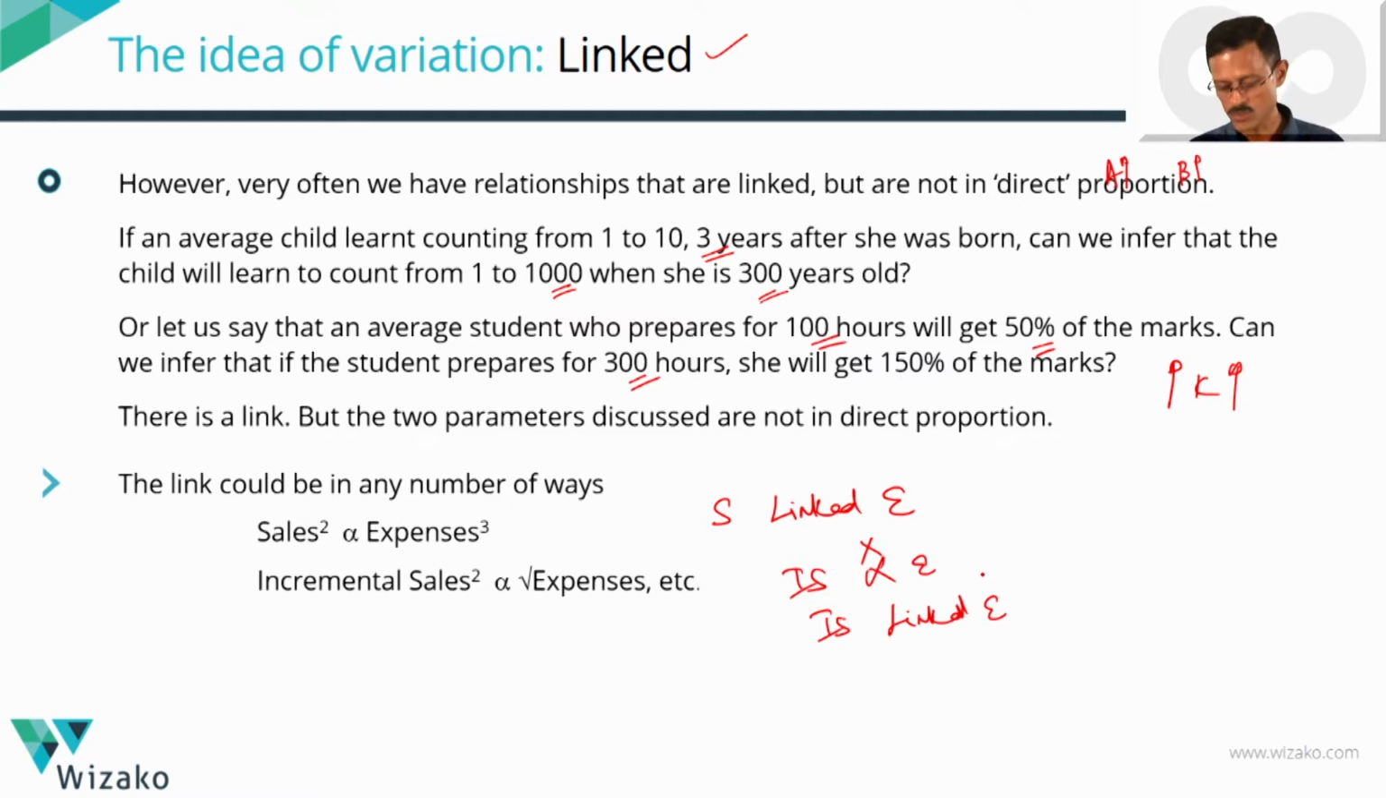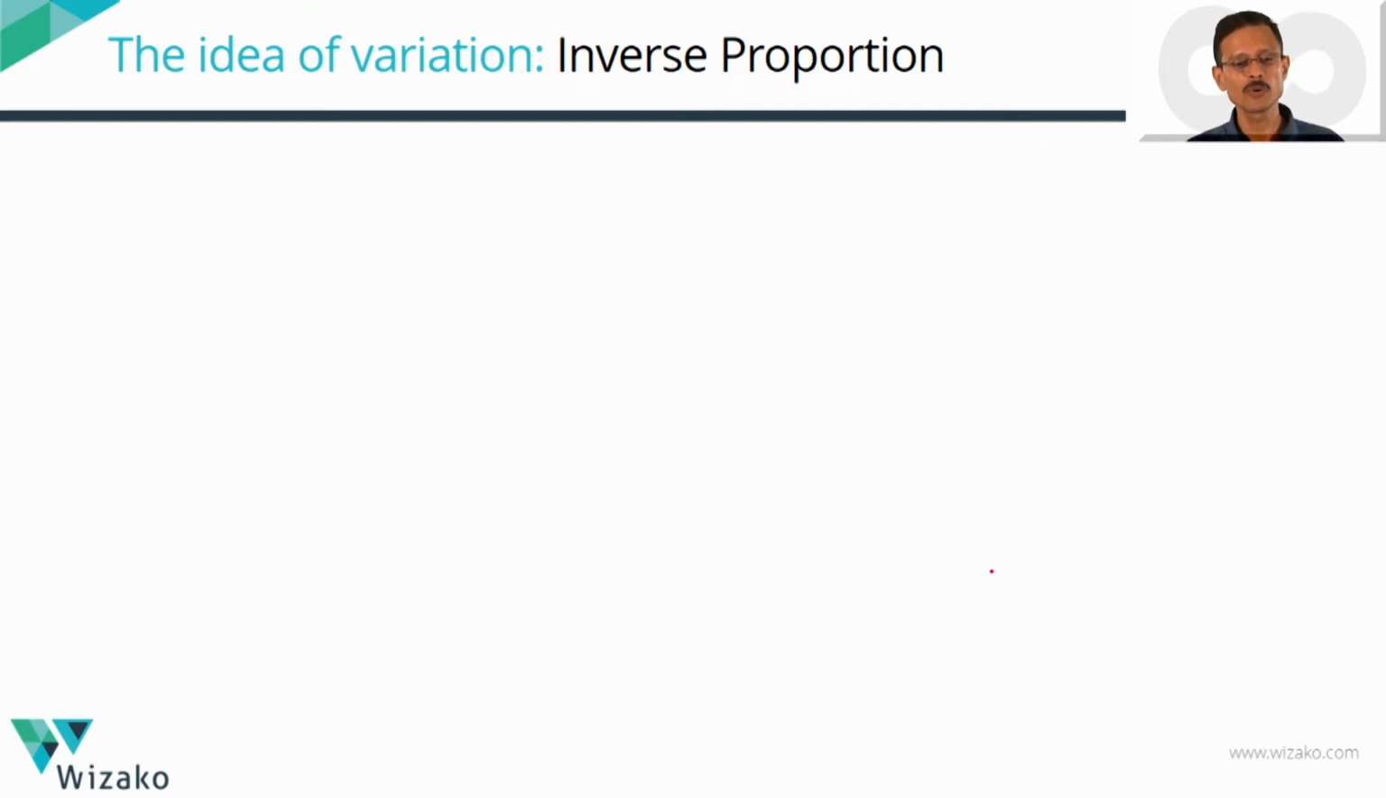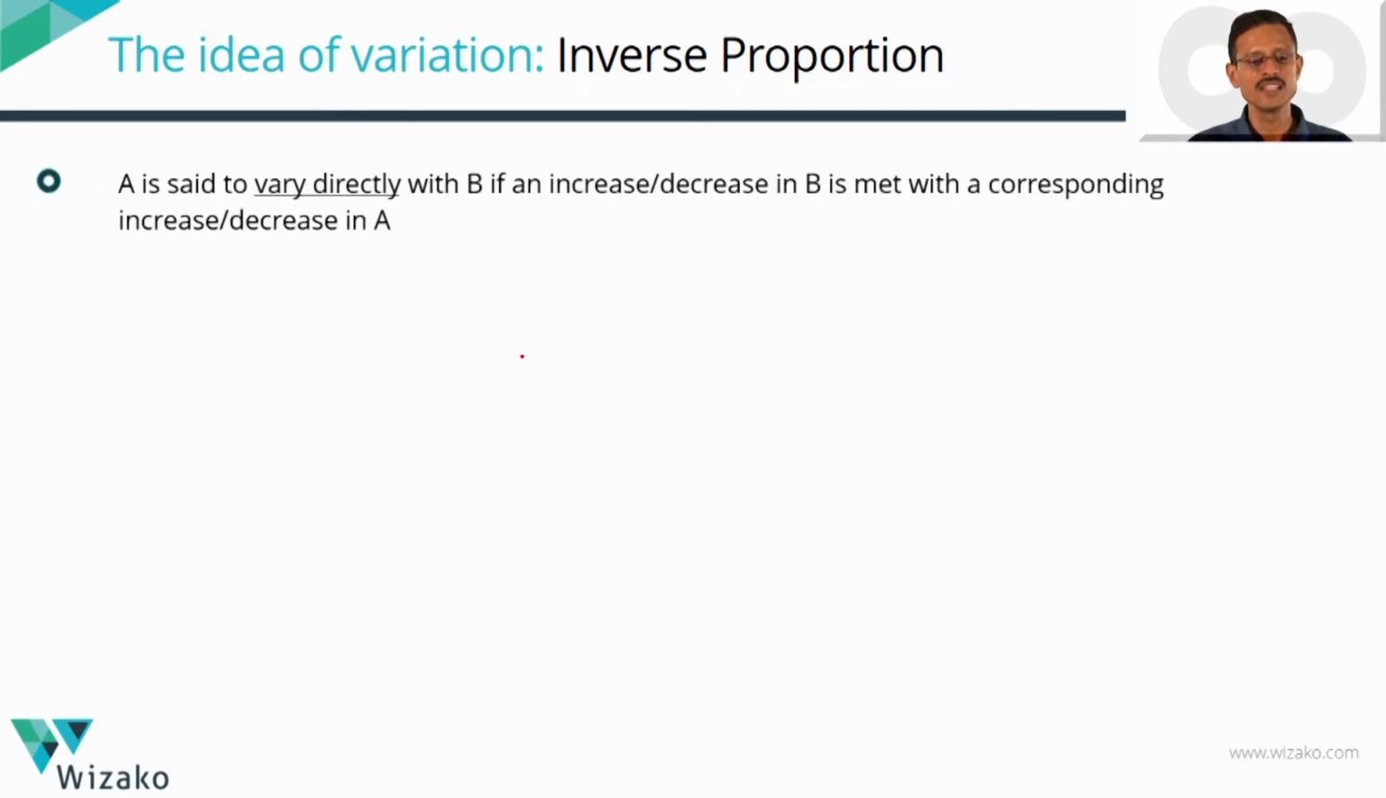The last one, let's look at inverse proportion. We'll start with direct proportion once. A is said to vary directly with B if an increase or decrease in B is met with a corresponding increase or decrease in A. So if A is proportional to B, then if B increases, A will also increase. B decreases, A will also decrease.